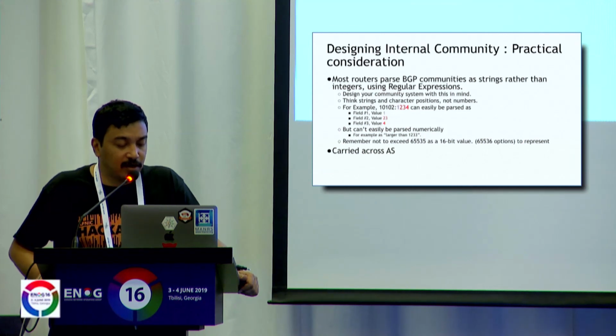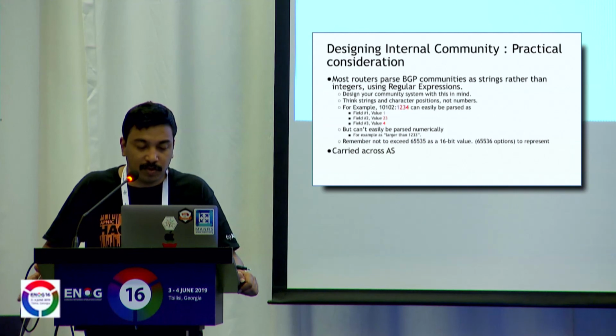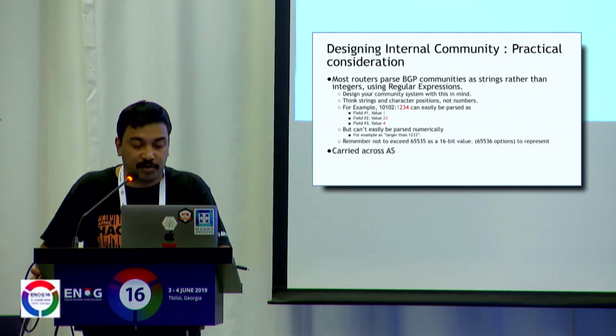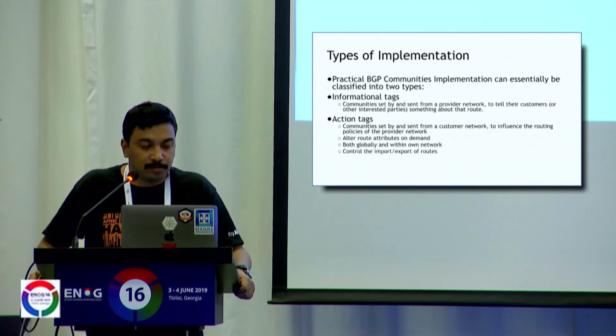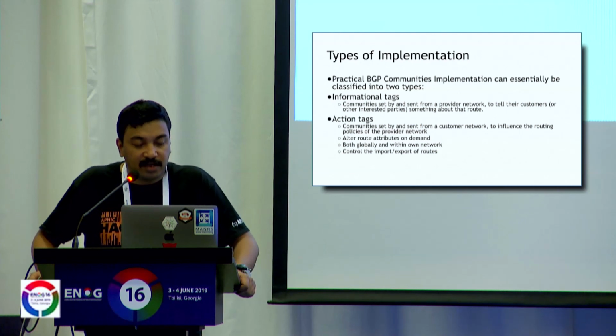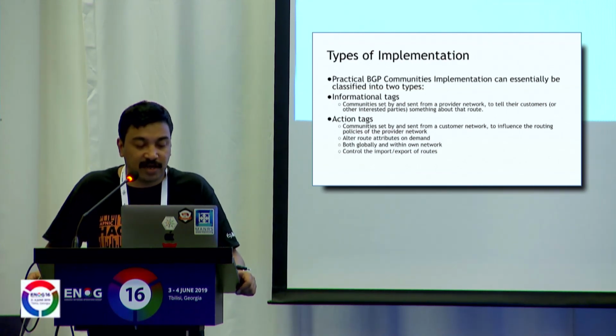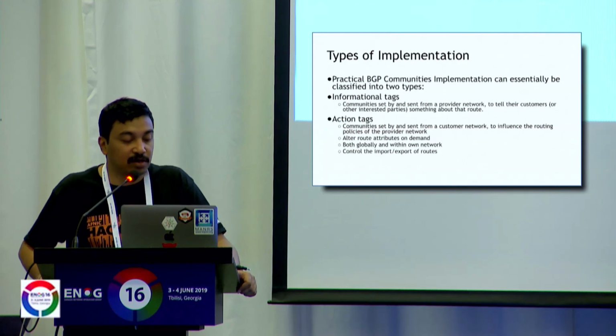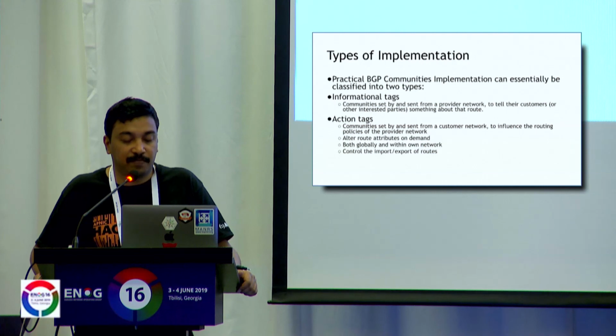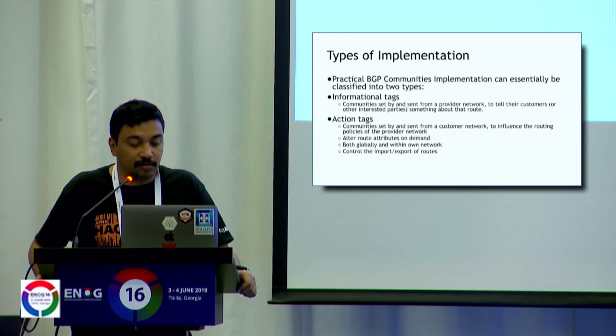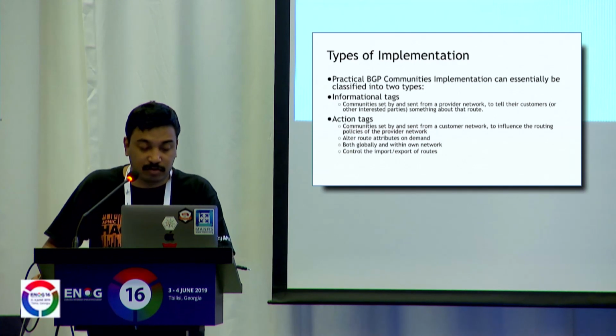BGP communities are carried across different AS numbers, as long as your application provider and your end users have enabled BGP communities in their BGP sessions. Practical BGP community implementations can essentially be classified into two types: informational tags and action tags. Informational communities are set by and sent from a provider network to inform their customers or other interested parties about a specific route. Action communities are set by and sent from a customer network to influence the routing policies of the provider network. They can alter route attributes on demand, can be used both globally and within your own network, and can be used to control import or export of specific routes.